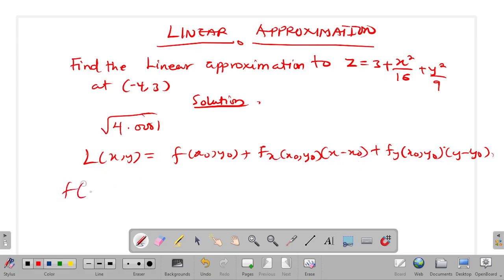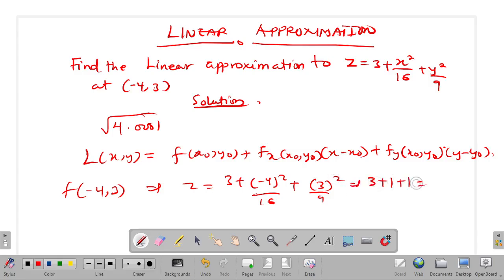What's my functional value? f of (-4, 3) is simply z, which is equal to 3 plus (-4) all squared over 16 plus 3 squared over 9. So this gives 3 plus 1, which is 5.